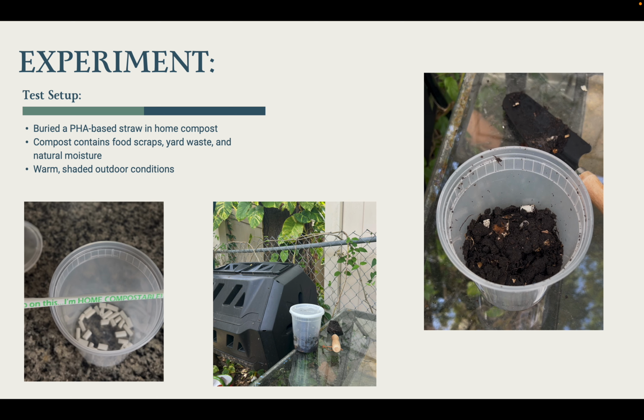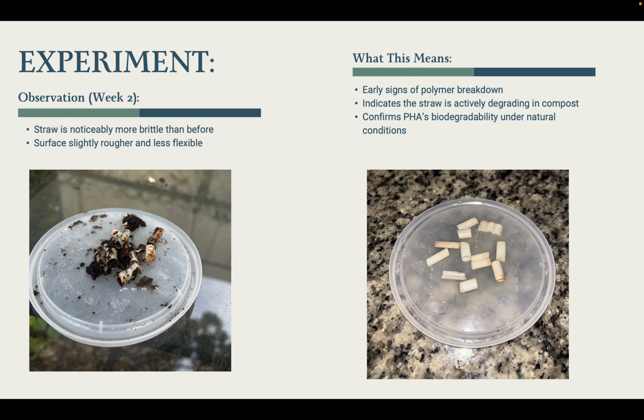For the experimental part of my project, I wanted to see how a PHA straw would behave in a real-world composting environment. So I buried a commercially available PHA straw in my home compost pile. I took a container of compost where I put pieces of straws into the compost and waited for 2 weeks to see if it would decompose. This compost includes typical household organic waste like food scraps, coffee grounds, leaves, and yard trimmings. It's kept in a warm, shaded area and stays naturally moist, which creates an ideal condition for microbial activity.